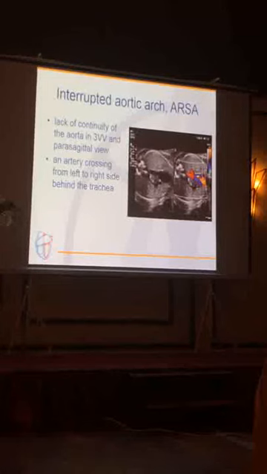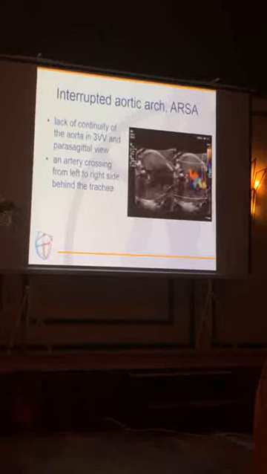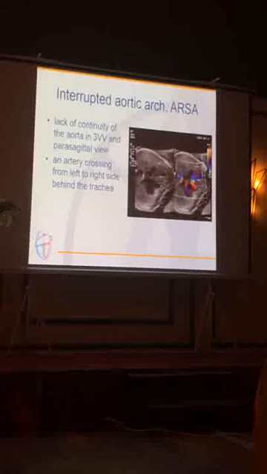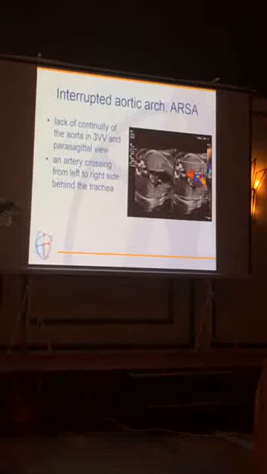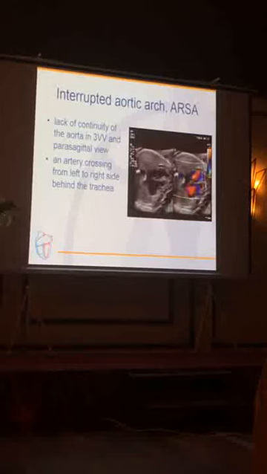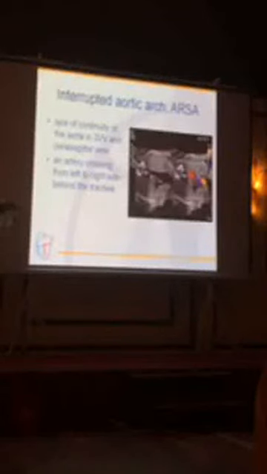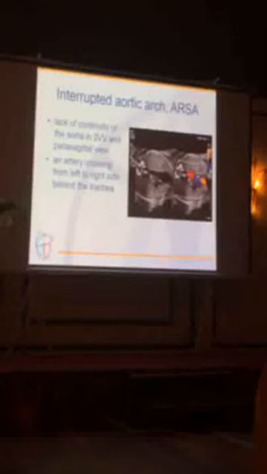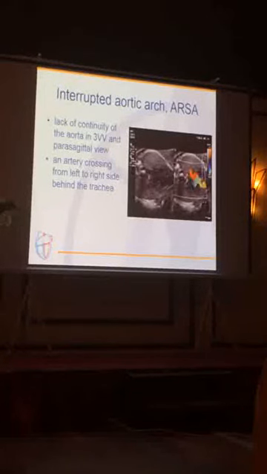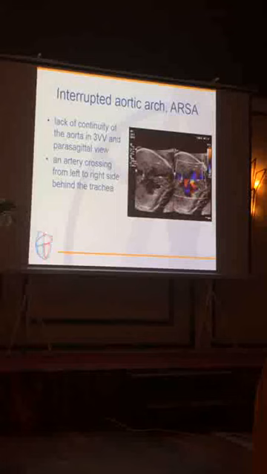Interrupted aortic arch, as a matter of fact, is closer to conotruncal anomalies in its development than to an aortic arch problem. So it's quite often associated with 22q11, especially when it is so-called type B interruption, between the left common carotid and left subclavian artery, which was the case.